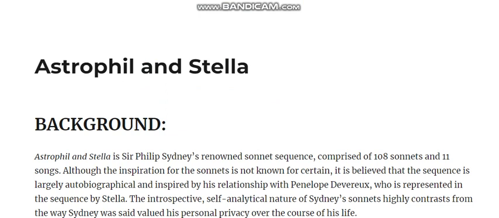Astrophil and Stella, by Sir Philip Sidney, is a renowned sonnet sequence comprised of 108 sonnets and 11 songs. Although the inspiration for the sonnets is not known for certain, it is believed that the sequence is largely autobiographical and inspired by his relationship with Penelope Devereux, who is represented in the sequence by Stella. The introspective, self-analytical nature of Sidney's sonnets contrasts highly with the way Sidney valued his personal privacy over the course of his life.